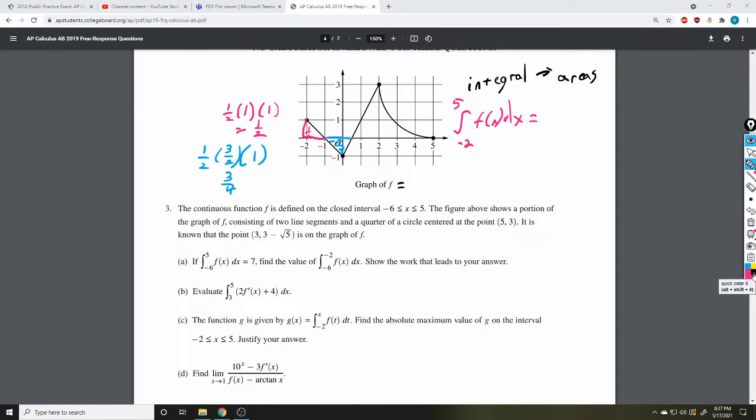Then I've got another triangle going up to 2. This one has a lot going on in it area-wise. Again, 1/2 base times height. My base is still 3/2. And then my height is at 1, 2, 3. So this is going to be a positive 9/4. 9/4, and it counts as positive.